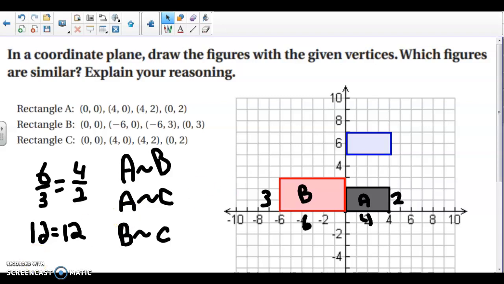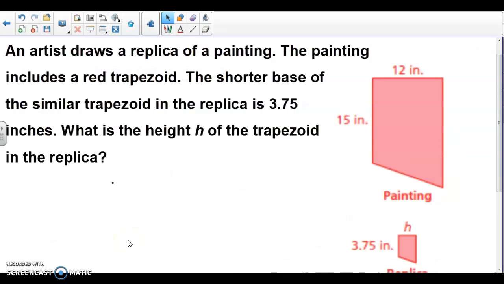So the next thing we're going to go to is word problem. So in this word problem, we have an artist draws a replica of a painting. The painting includes a red trapezoid. The shorter base of the similar trapezoid in the replica is 3.75 inches. What is the height h of the trapezoid in the replica?